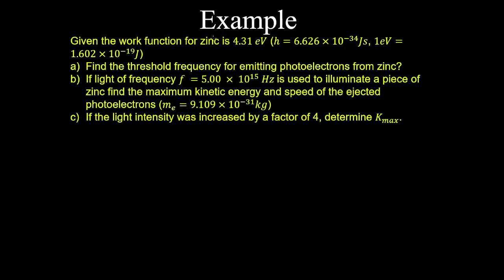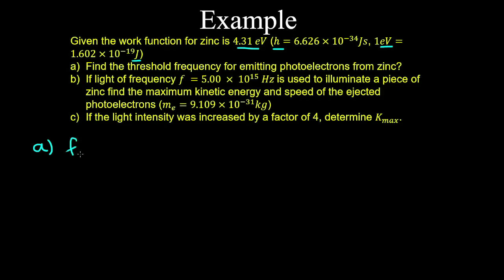Given the work function for zinc is 4.31 electron volts, and we're given Planck's constant and the conversion of 1 electron volt to joules, find the threshold frequency for emitting photoelectrons from zinc.